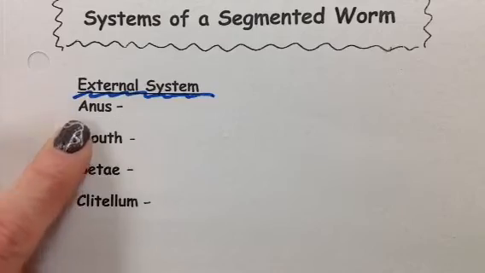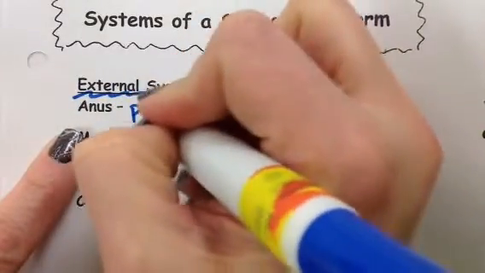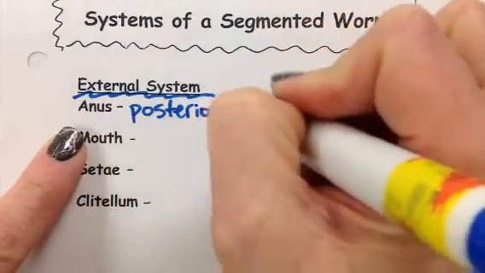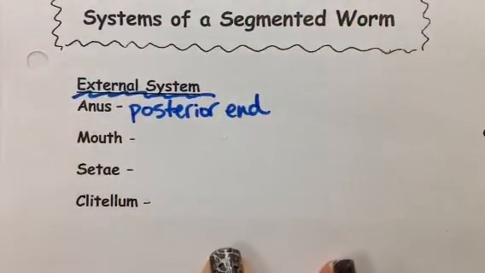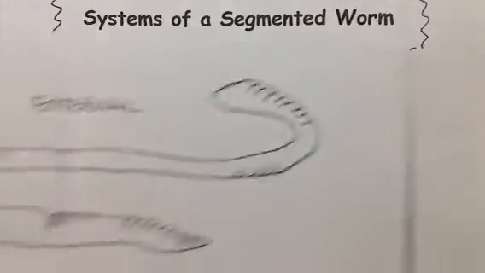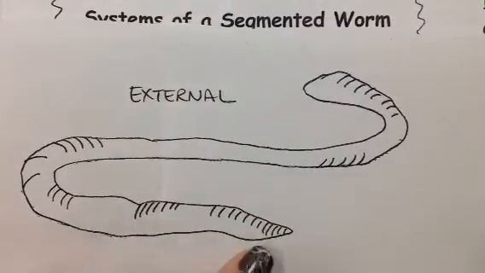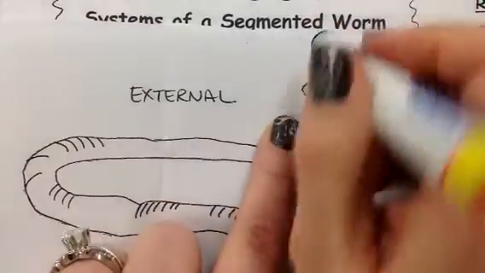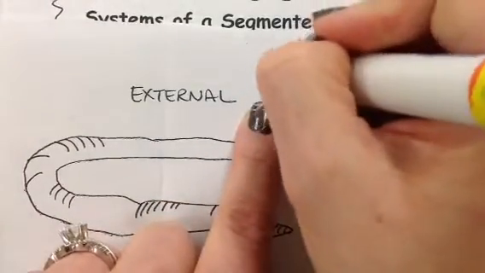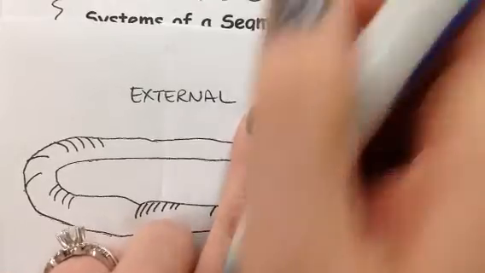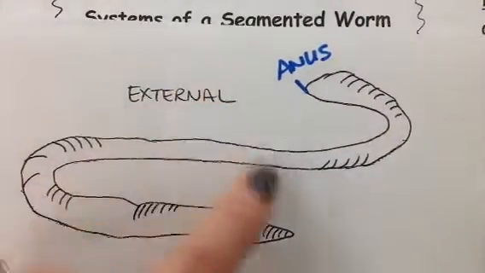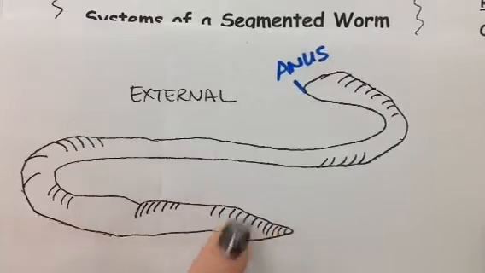And the first feature that you're going to be able to see is the anus, and the anus is at the posterior end of the worm. This is where waste is removed. So as you look at the worm, the posterior end is here. So this is where the anus is located. Okay. And you might be wondering how you can tell the difference between the front end and the back end of a worm, and we'll get to that in a second.